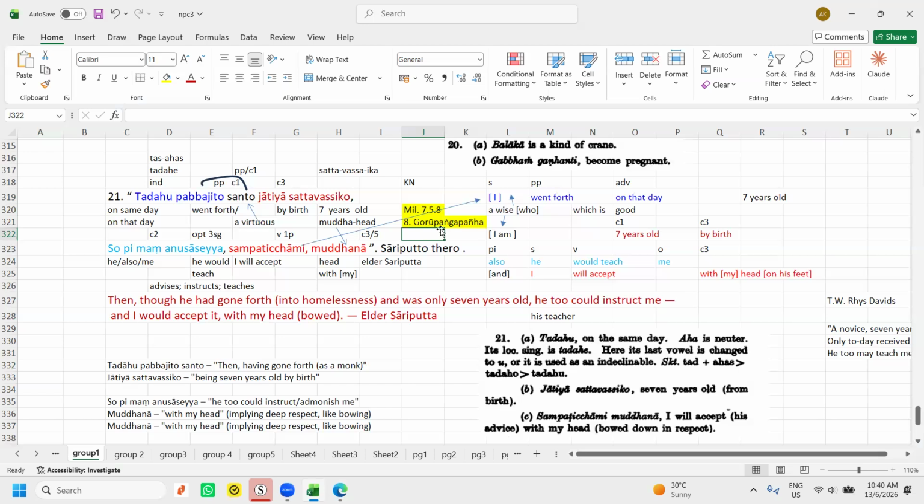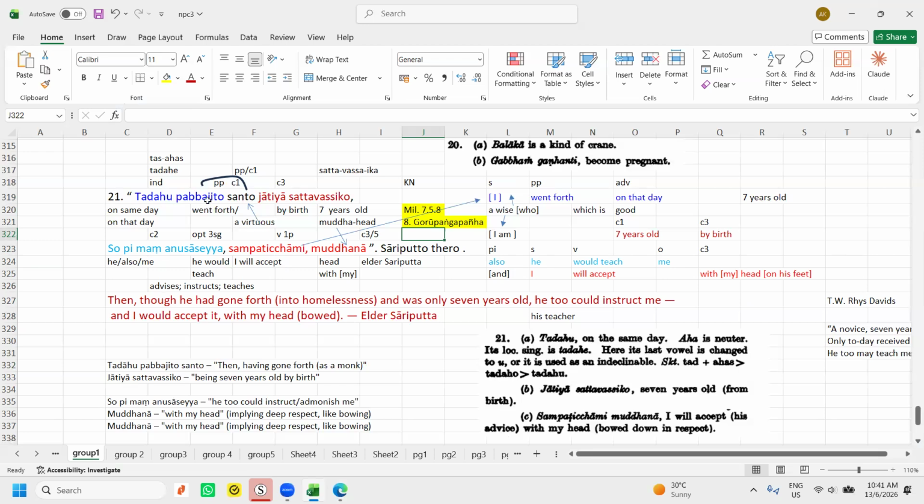Panha here means question, the question of Gurupa Angga. So you have to refer to this. But this one is a Rhys Davids one, so we don't bother about it. We just follow something like that, because we are very close already. If you try to match this one, we cannot. If you follow this, we can match.